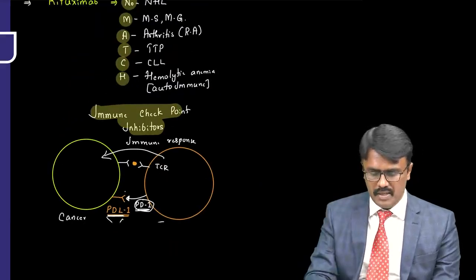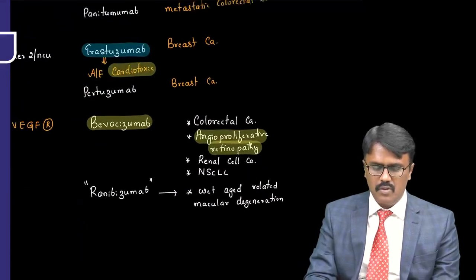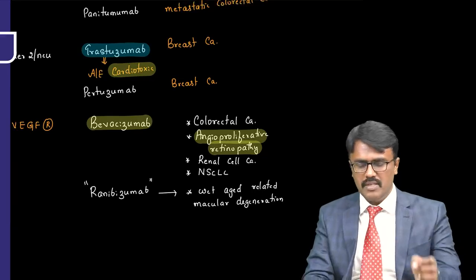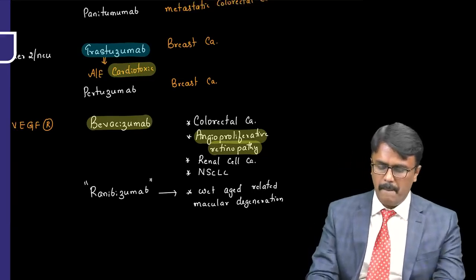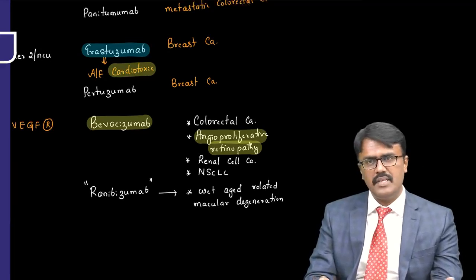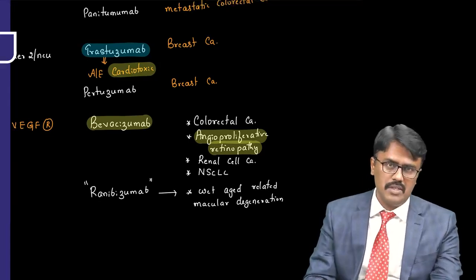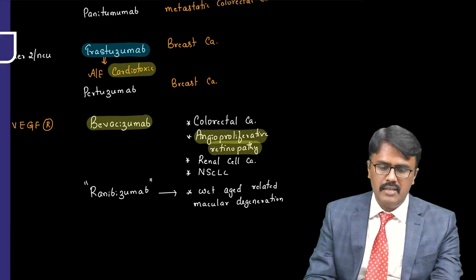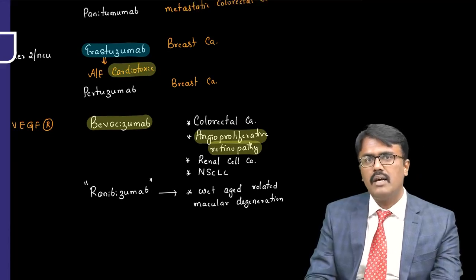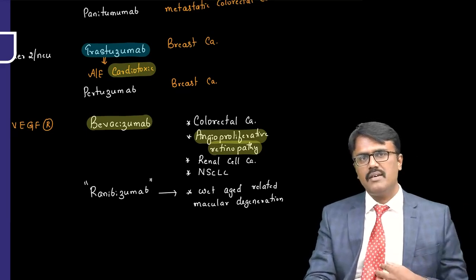That is the future. So then we discussed the CD factor blocking mabs, then growth factor blocking mabs. These are all mabs. And remember, as we study this drug, we think that it's easy to give them. Yes, it's easy, but the cost is the factor. They are very, very costly to the patient. And that's the reason still the older drugs are used, and that's why still the older drug questions are coming in the exams.